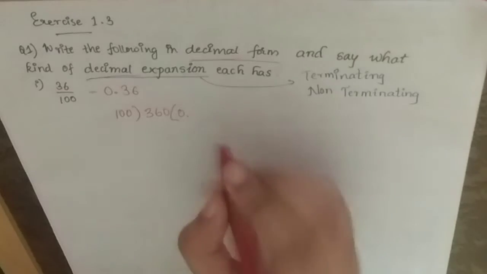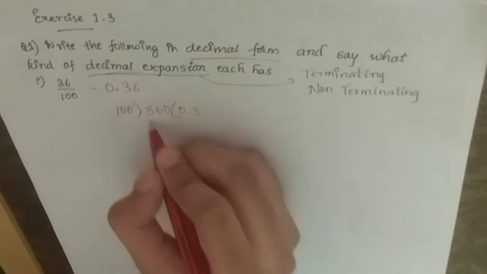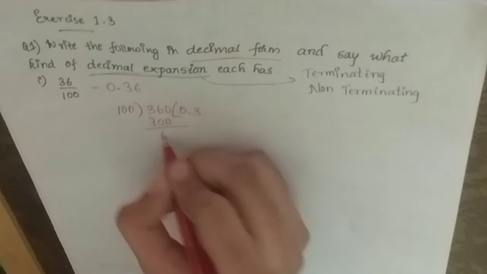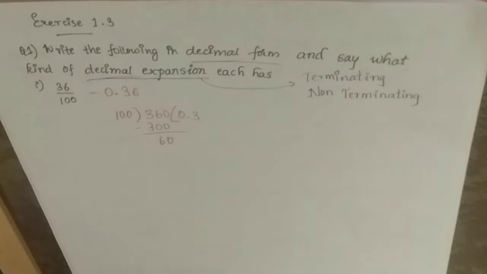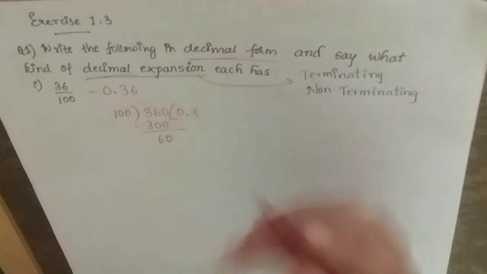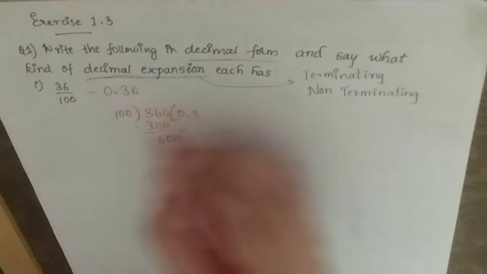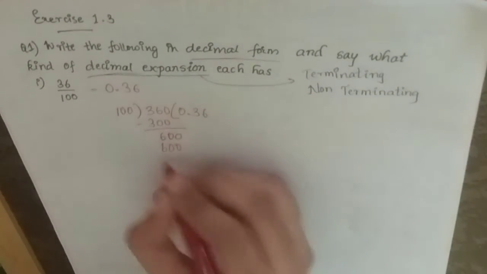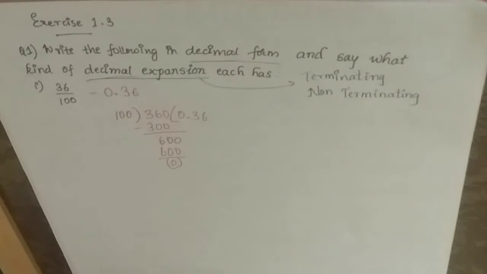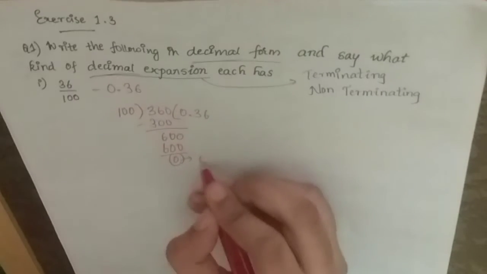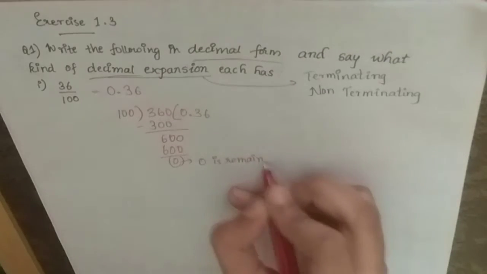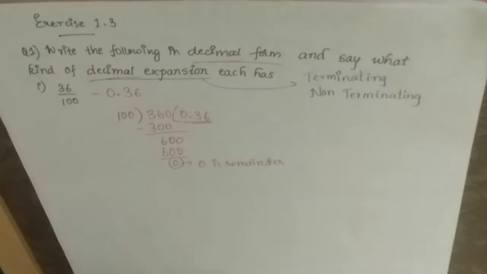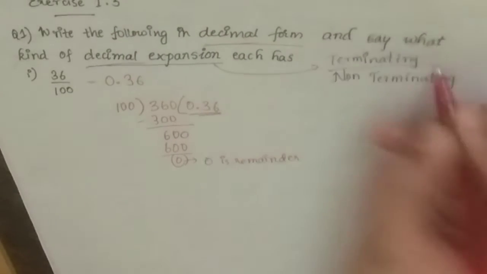And after the point I took a 0 there. Then 10 threes are 30, so I am writing 300 and 60 is left. Here subtraction. Then again we have one more 0, so we can add one more 0. Now 10 sixes are 600. Therefore the remainder is 0. It stopped at one particular position, it is not getting repeated, right? So this is terminating, I say.